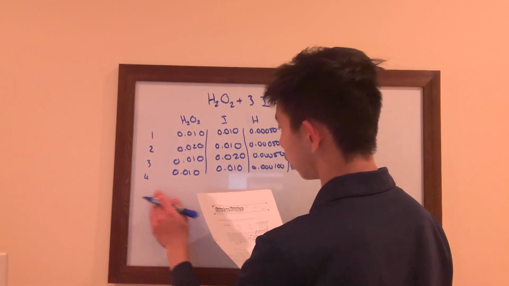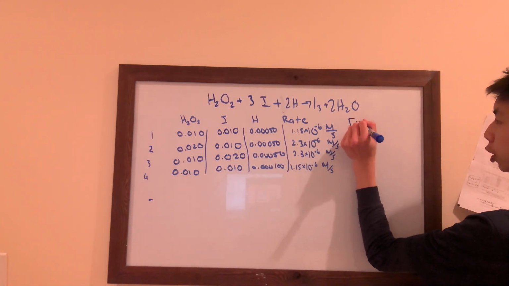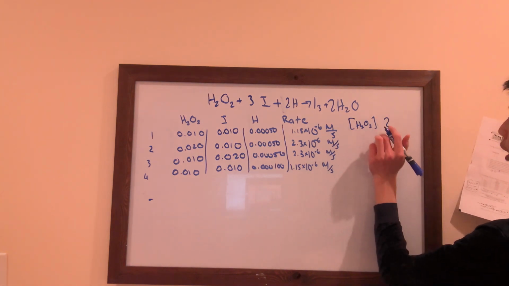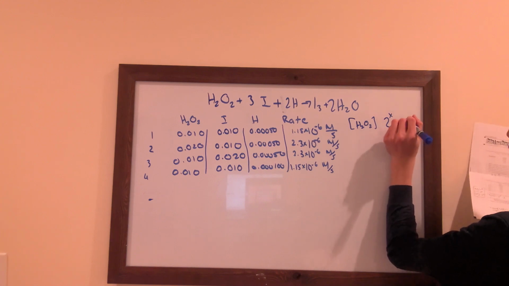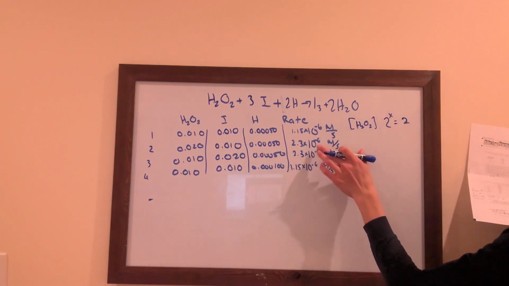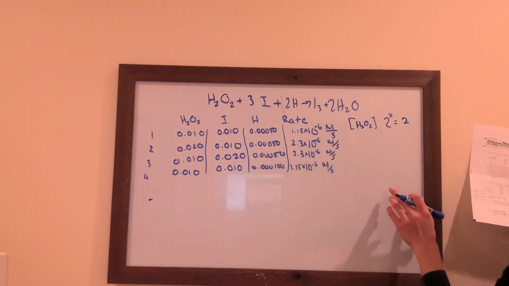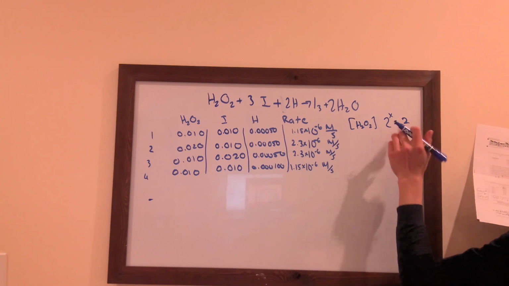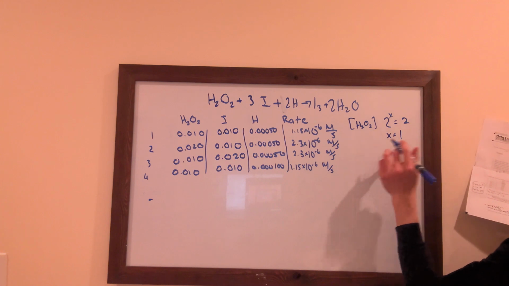For H2O2, the change is 2, and then it's x to the second power, right? Because 2.3 divided by 1.15 will give you 2, and so x will equal 1. So H2O2 will be to the first power.